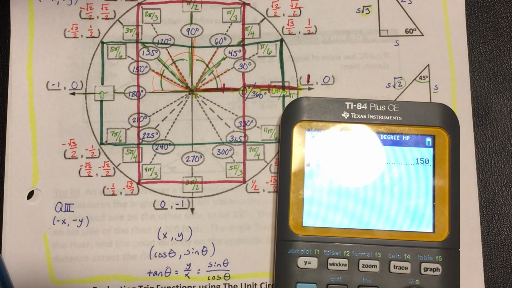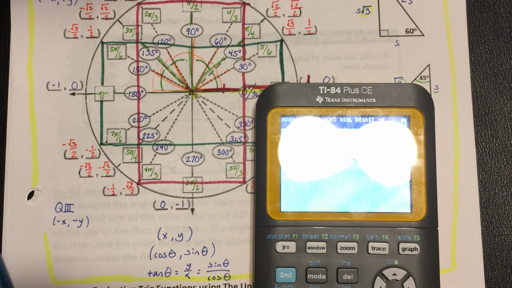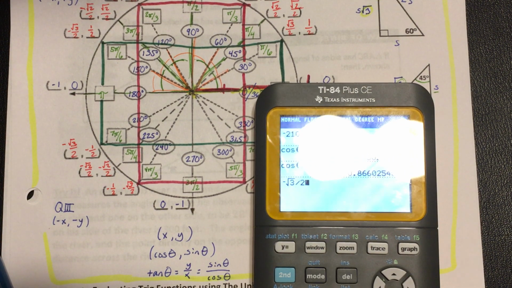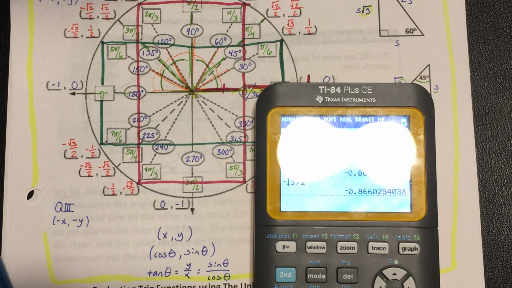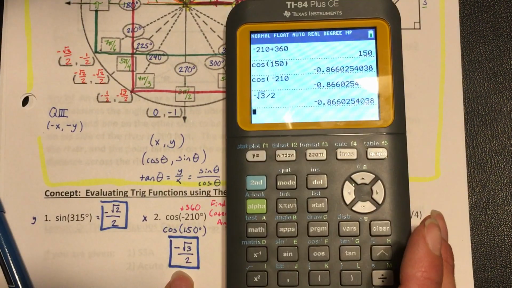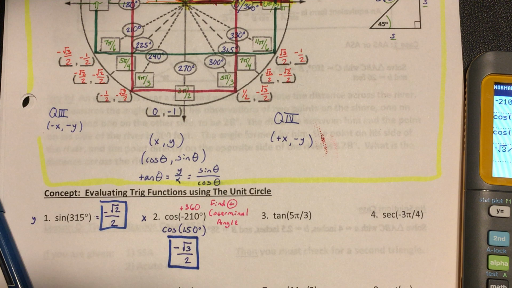And again, we can use our calculator simply to check ourselves. The cosine of 150 is something terribly nasty. The cosine of negative 210 is that same horrible nasty decimal. And if I do negative rad 3 divided by 2, ta-da! We get the exact same decimal as well. So again, your calculator can't get you to this exact radical answer, but it can help you check yourself to make sure you have done the problem correctly.